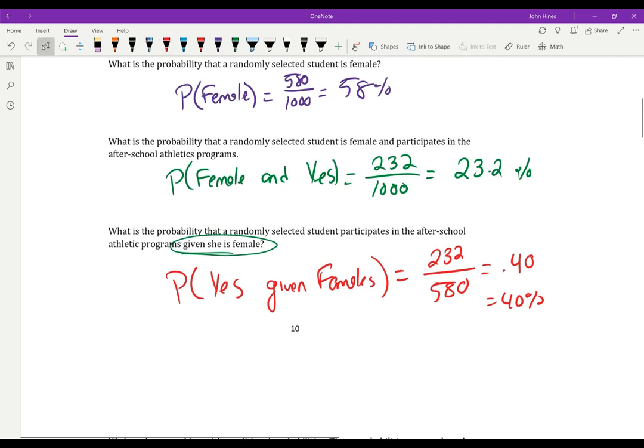So that's how we can work with these two-way tables. I can just say find the probability of female. I can have you find an and probability. An and probability is still out of the total. A given probability shrinks your universe, so you're not picking from the whole total.